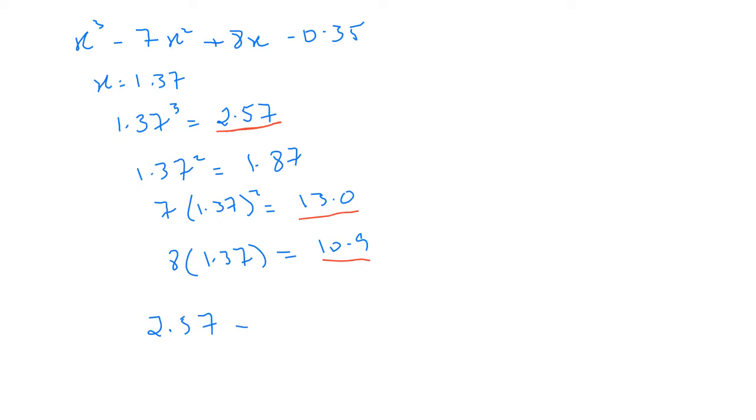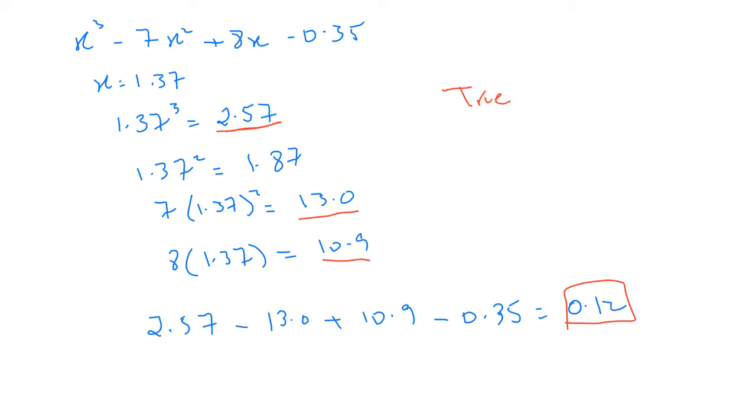So we have 2.57 minus 13.0 plus 10.9 minus 0.35. So 2.57 minus 13 plus 10.9 minus 0.35, the answer that we get is 0.12.